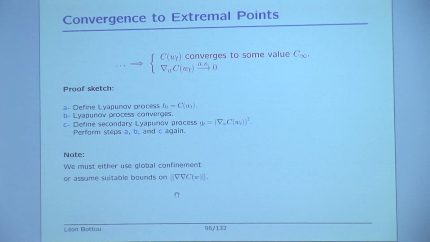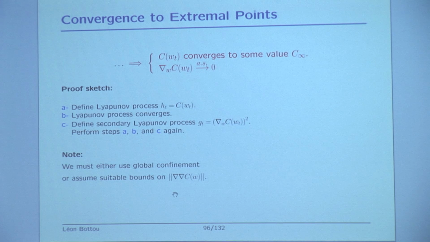And now we can say that under the same conditions, the cost converges to some value, and the gradient of the cost goes to 0, meaning that you go to a particular point for the gradient. You go to some extremal point. And the sketch of the proof is you define a Lyapunov process, which is ST equals C of WT, step A. Step B, the Lyapunov process converges somewhere. Step C, define a secondary Lyapunov process, which is the square of the gradient. Do A, B, C, and then you show these two things: that C converges, and the gradient of C goes to 0. And for this, you need bounds on the Hessian, so you need some kind of global confinement that's useful.